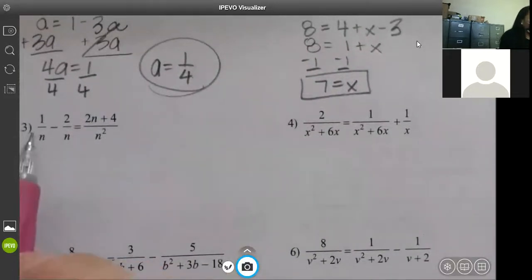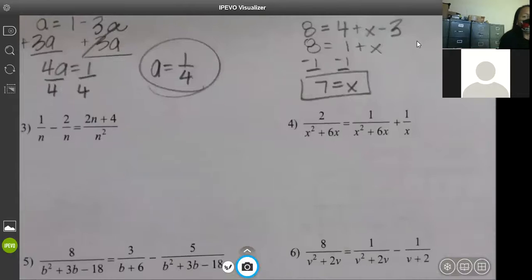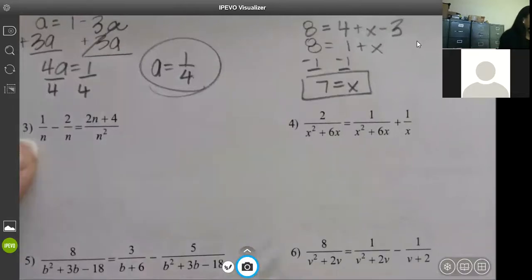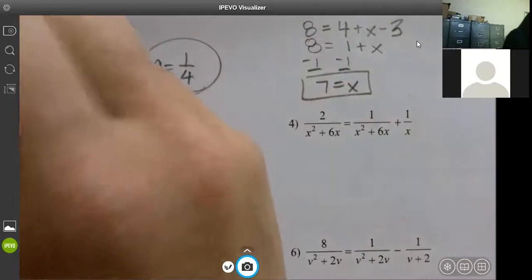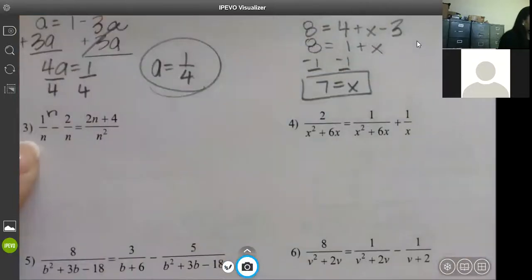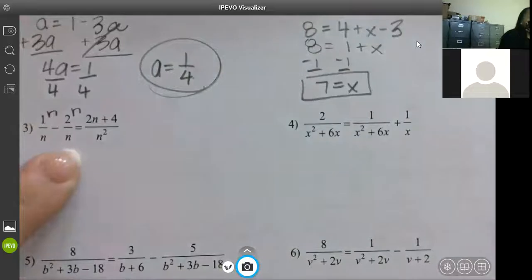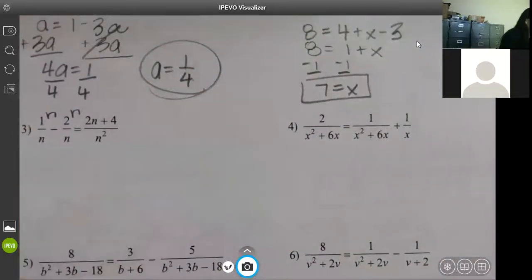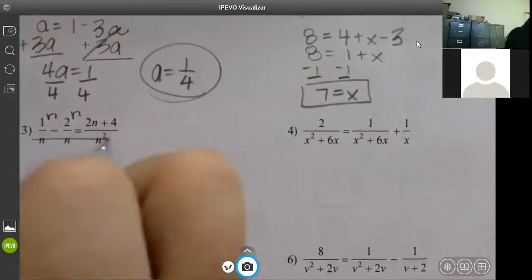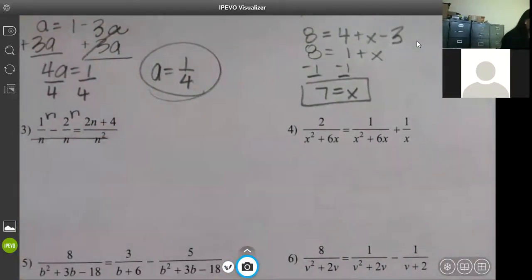What's your common denominator for number 3? N squared. So the first one just has N. It needs a second N. The second one just has a 1 N. It needs a second N. And the last one has both. We mark out our denominators. And we solve what we got.